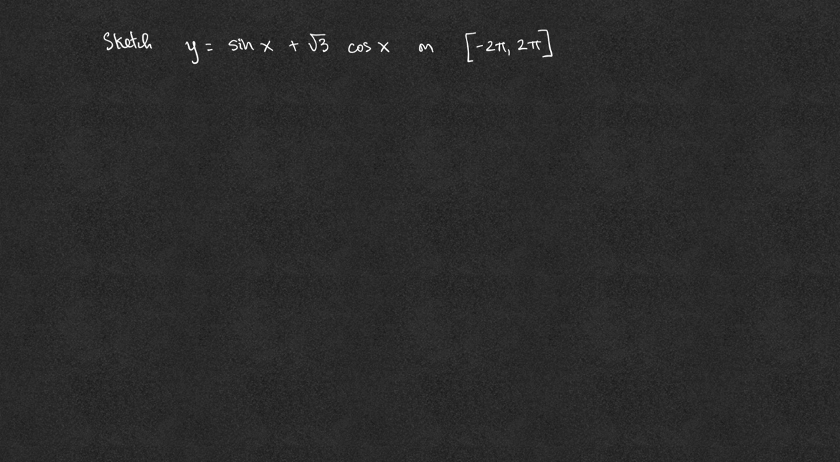Because of that, we first find the derivative of y equals f of x. F prime of x is the derivative of sine of x, which is cosine of x, and the derivative of cosine of x is negative sine of x. This is cosine of x minus the square root of 3 times sine of x, and we find critical numbers.